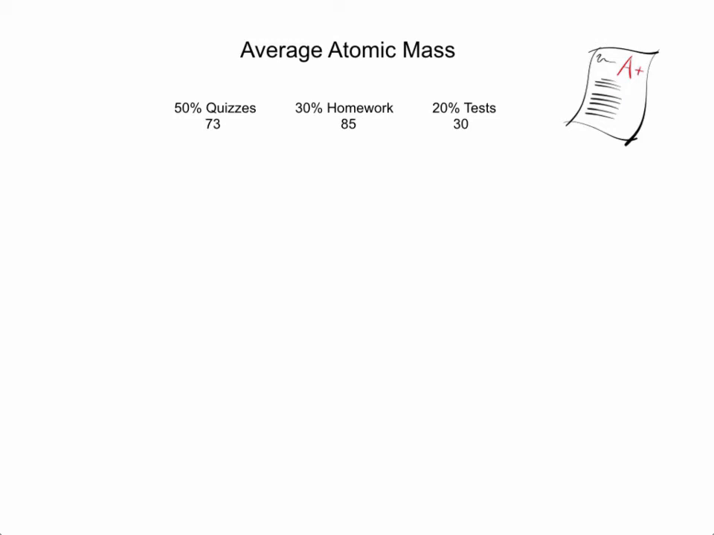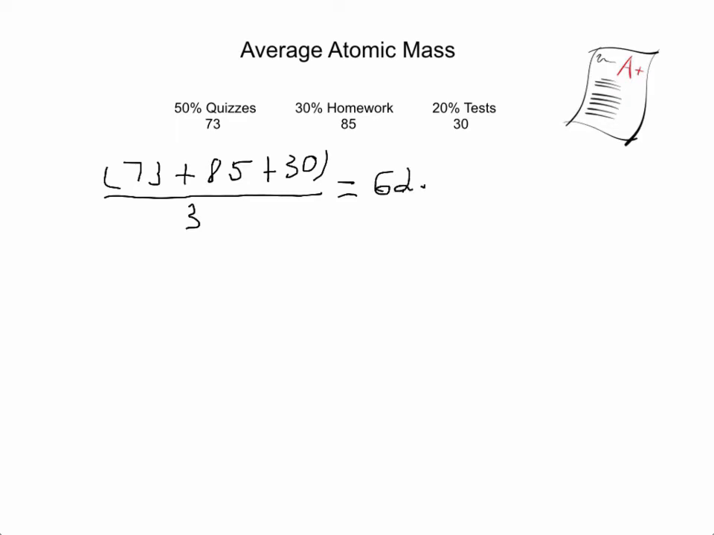And at the end of the year in this class, you receive a 73 average on your quizzes, an 85 average on your homework, but a 30 average on your tests. How do you calculate your grade? Well, you might think right away that what the teacher is going to do is do a standard average. So they'll say 73 plus 85 plus 30, divide all that by 3, and you'll get 62.7% as your final grade.